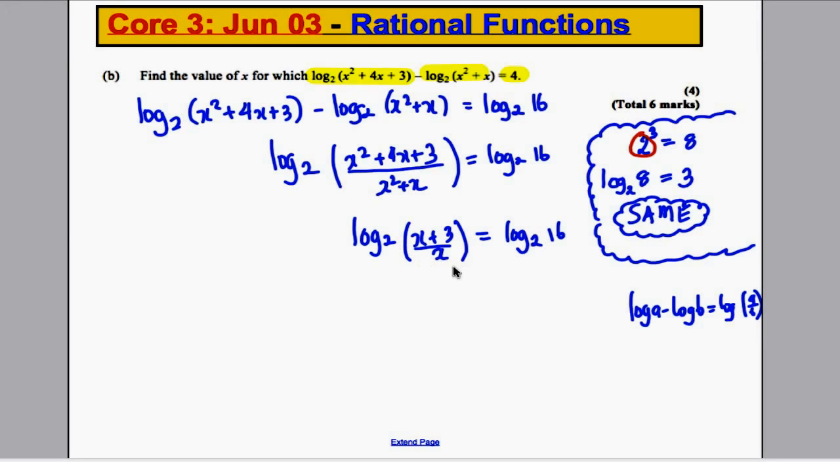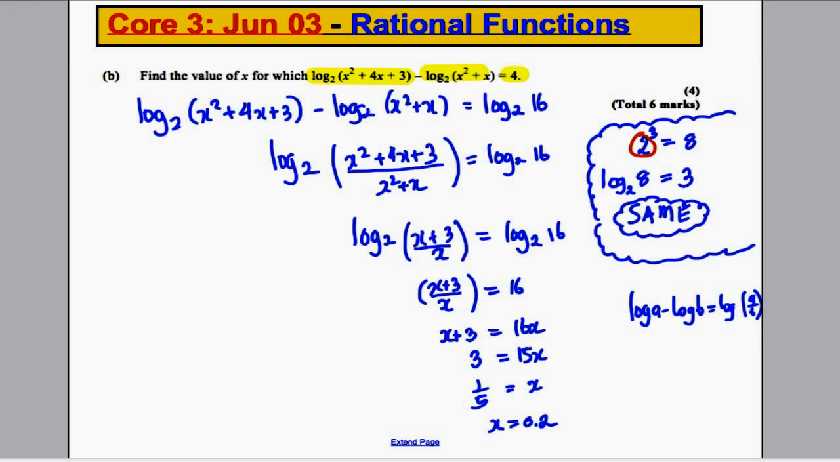The only way two logs to the same base can be the same is if the numbers inside the log are the same. So I can deduce from this that x plus 3 over x is equal to 16. Now I've got a very simple equation I can solve. Multiply both sides by x. X plus 3 is equal to 16x. Subtract x off both sides. 3 is equal to 15x. Divide both sides by 15. X is 3 over 15, which is 1/5, or x is 0.2. And you're done. I would suggest you type that in your calculator to double check it, but it's right. And there we go, we've done what is quite a difficult question.